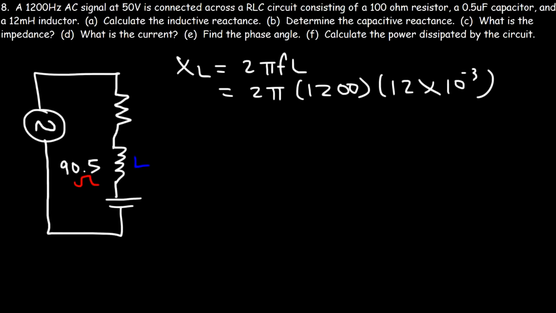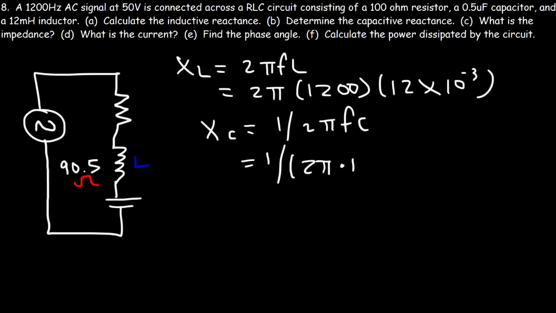Now let's calculate the capacitive reactance, XC. This is equal to 1 divided by 2 pi FC. So it's 1 divided by 2 pi times the frequency of 1200 times the capacitance, which is 0.5 times 10 to the minus 6.